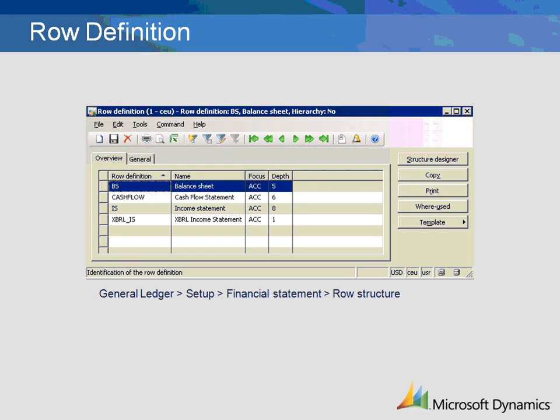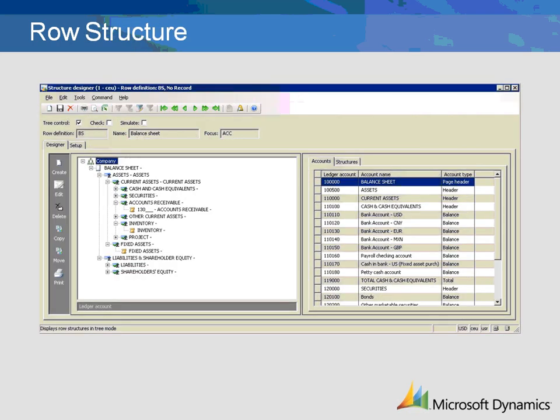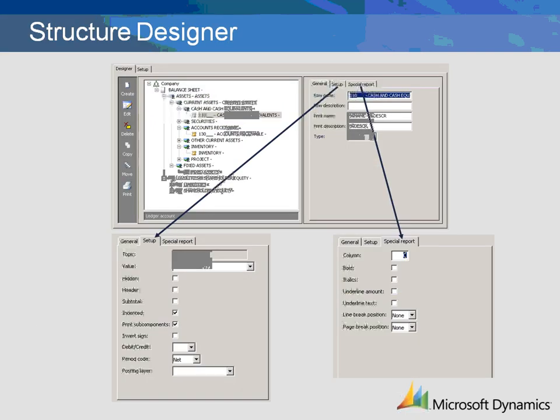The row definition allows you to determine what will be printed in rows of a financial statement. To create a row definition, enter a unique name and associate a focus to it. The Depth field shows the number of levels in the Structure Designer. To access Structure Designer, click on the Structure Designer button. The Structure Designer helps to display report details and set up various parameters. To edit any of the components in the tree, click on the component and click the Edit button.